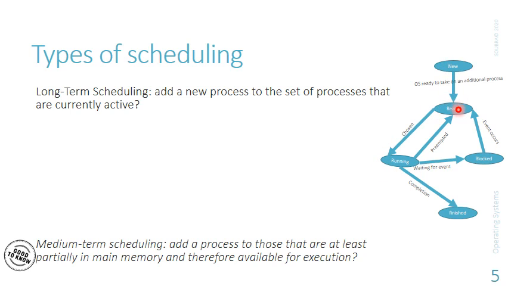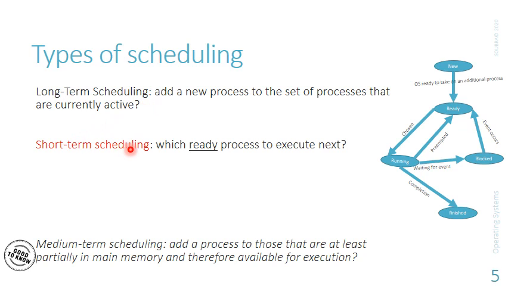But before getting ready, it needs to be created, and this is the objective of the long-term scheduling. So now if I tell you that there's a type that is called long-term scheduling, what would be the other type? Well, it would be short-term scheduling. So once we've admitted the process and it's in the ready list, which one from the ready list are we gonna go ahead and pick up and assign to the CPU?